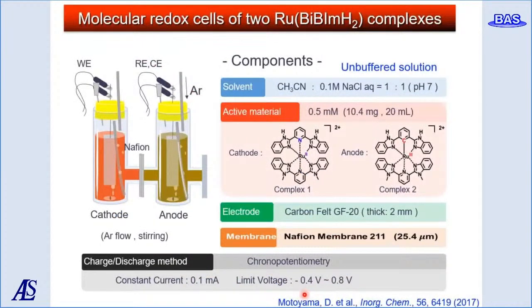A two-electrode system separated by a Nafion membrane was constructed, containing acetonitrile with 0.1 molar sodium chloride solution as the solvent, in the unbuffered condition. Complex 1 was used as the active material at the cathodic side, and complex 2 at the anodic side, and a galvanostatic charging-discharging experiment was performed at a constant current of 0.1 mA.